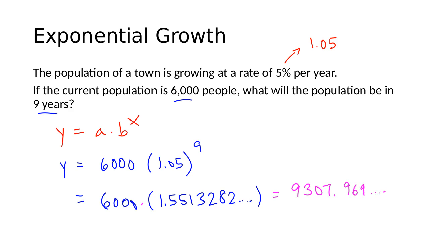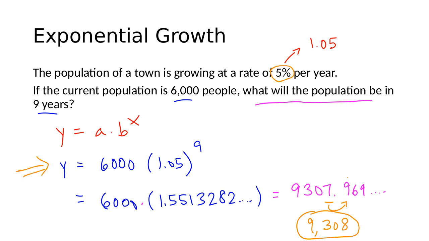And this is the question. The question I was asked here is, what will the population be? Well, we can't have a fraction of a person or a decimal part of a person, so we're going to round this to the nearest whole number. So we're going to find the ones place and look one space to the right. Since that number is 5 or bigger, we are going to round up. And what will the population be in 9 years? It'll be 9,308 people. And that's how we can use the growth factor to create an exponential model and then evaluate that exponential model to find out information.